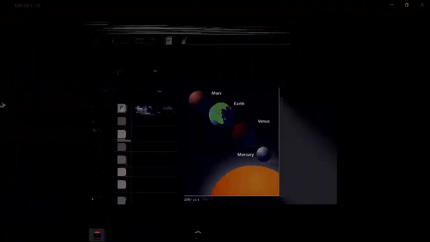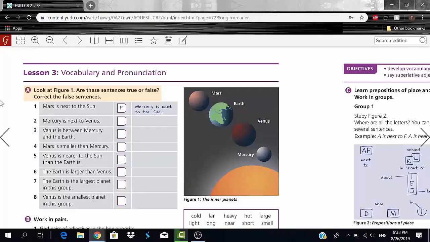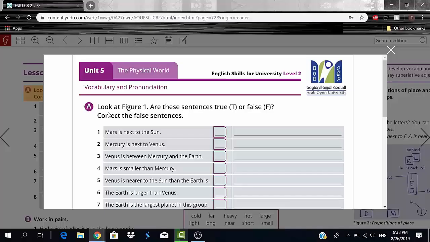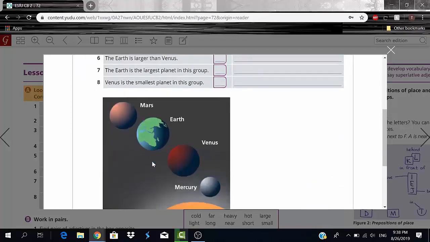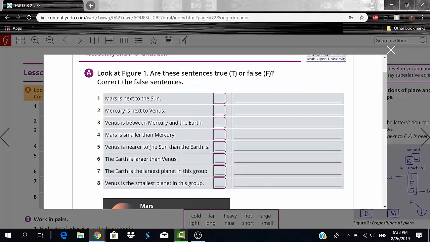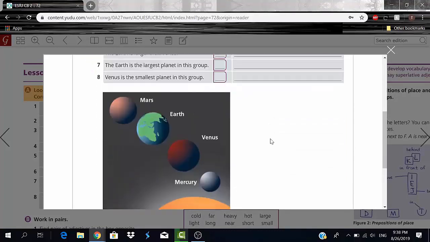Alright, you guys, now let's move on to lesson 3, vocabulary and pronunciation. Here we have exercise A. Let me open it for you. Look at figure 1. Are these sentences true or false? And he wants us to correct the false sentences. So here we have some sentences based on this figure right here, and we have some phrases. So we want to know if they're true or false, and if they're false, we want to correct the sentences over here.